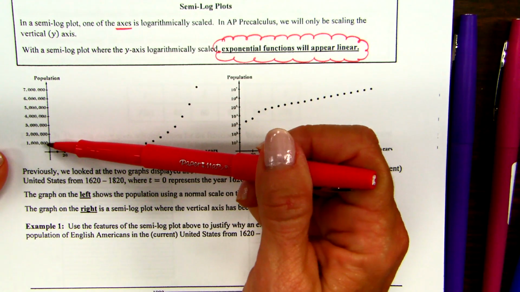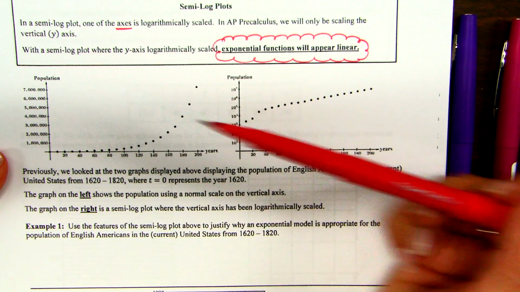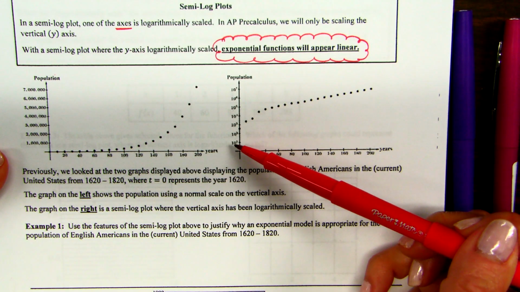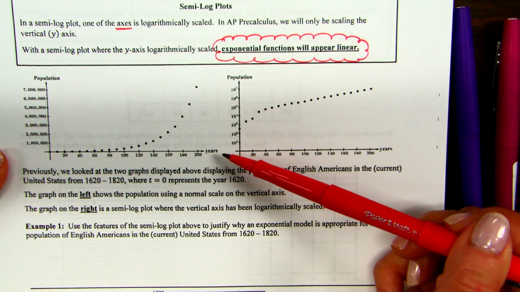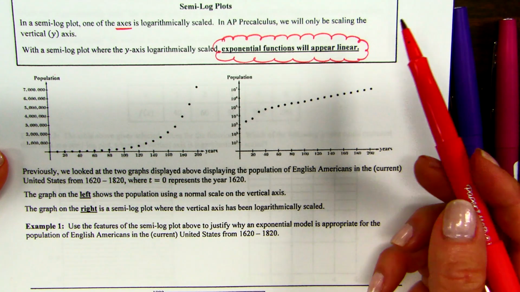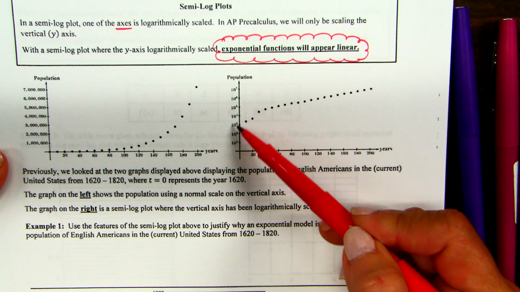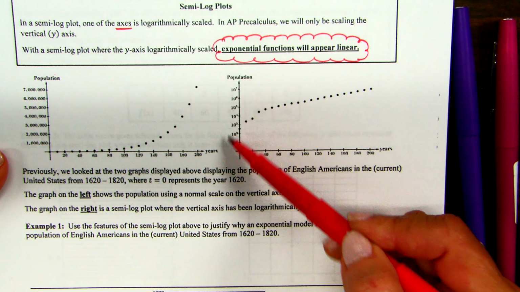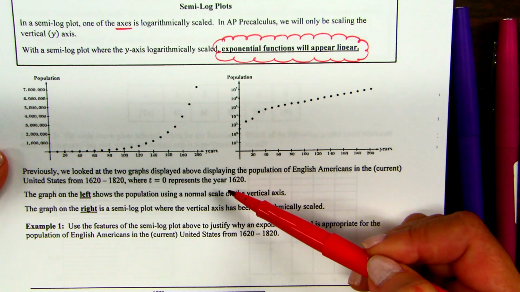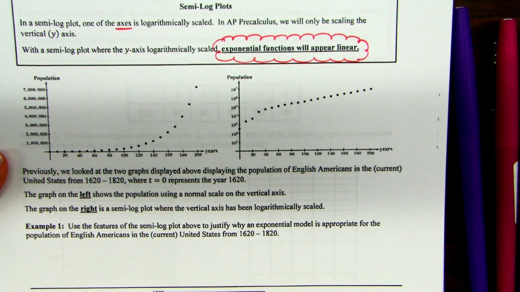So this one is counting like 1 million, 2 million, and so on. And then if you look over here, instead of counting by millions, these are all base 10s. Think about log base 10. That's what logarithmically scaled means. This is 10 to the first, 10 to the second, 10 to the third, and so on. So the y-axis is always going to be in base 10. That's what it's going to be.